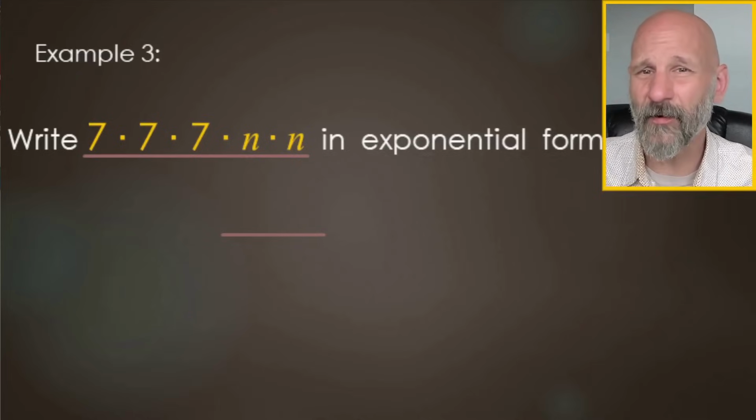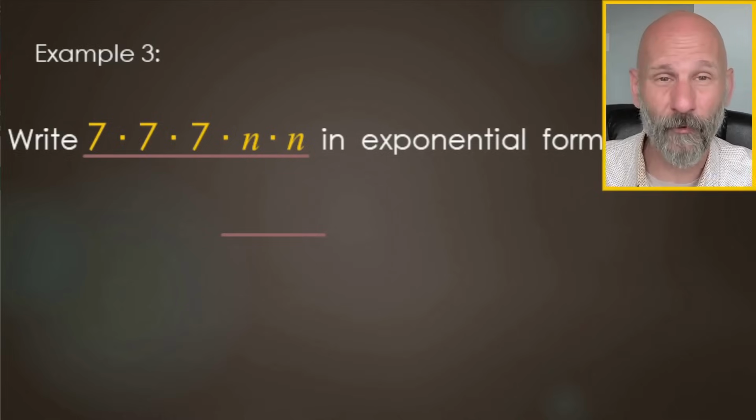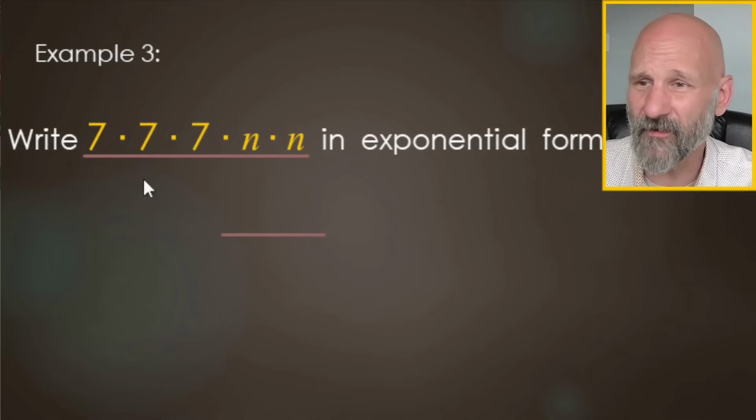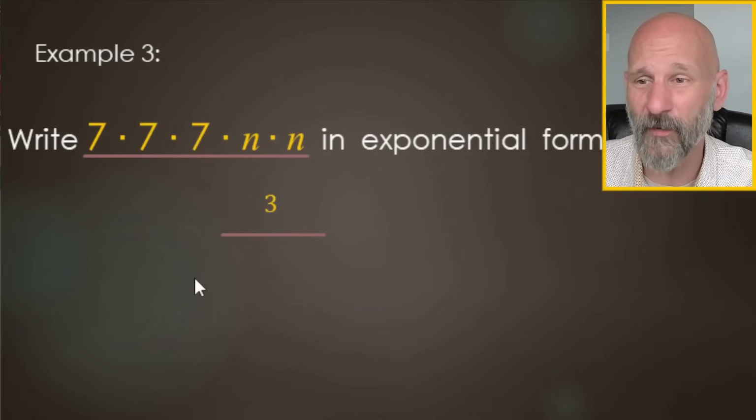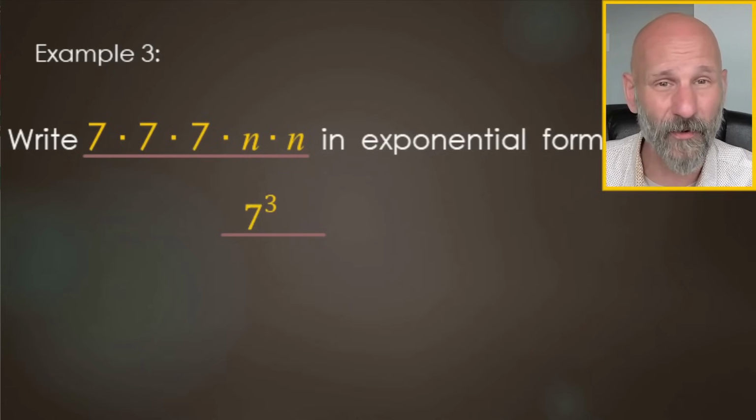Now let's write some of these in exponential form. So that means we're going to be using exponents, okay? So how many 7s do we have being multiplied here? Okay, well, we have 1, 2, 3 7s being multiplied. So in exponential form, we have 3 whats? 3 7s being multiplied. So 7 to the third power.